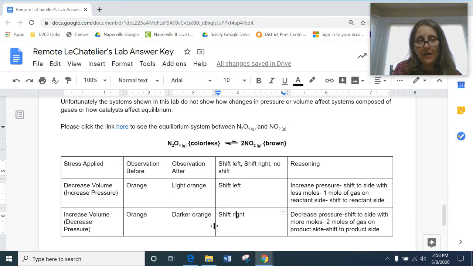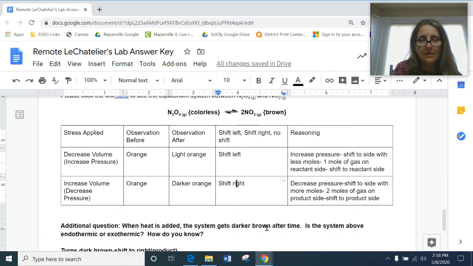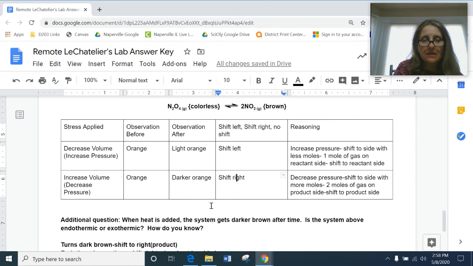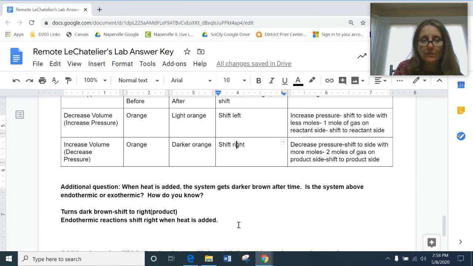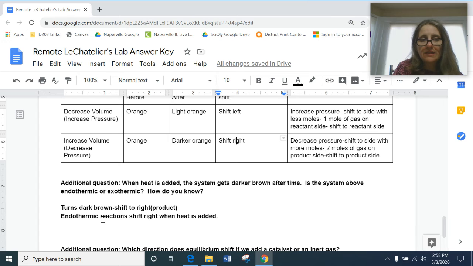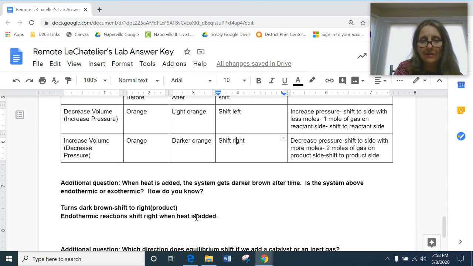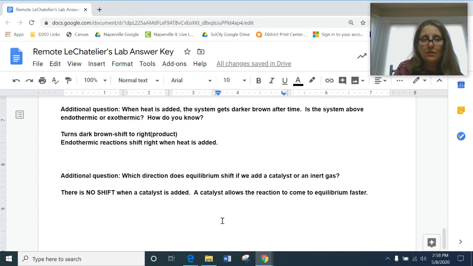If I increase the volume, decreasing the pressure, it'd turn a darker orange. And you probably didn't quite get that possibly from the video. So it's going to go to the side with more moles of gas, which is going to be towards the right. Then if you take this equilibrium and it says that it turned a darker brown as you heated it, that means it's an endothermic because you obviously put heat over on the reactant side and shifted it right. So that's an endothermic process if it turned to a dark brown.